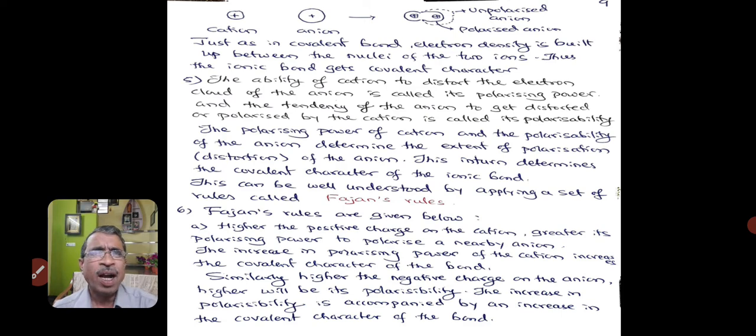This can be well understood by applying a set of rules called Fajan's rules. So the Fajan's rules are given below. Number 1: the higher the positive charge on the cation, the greater its polarizing power to polarize a nearby anion. The increase in polarizing power of the cation increases the covalent character of the bond.